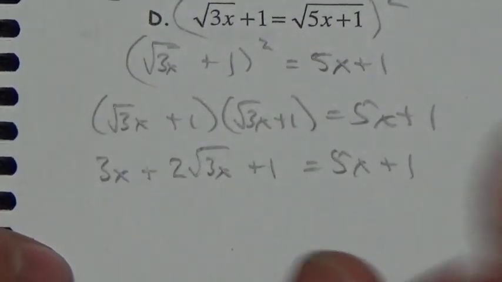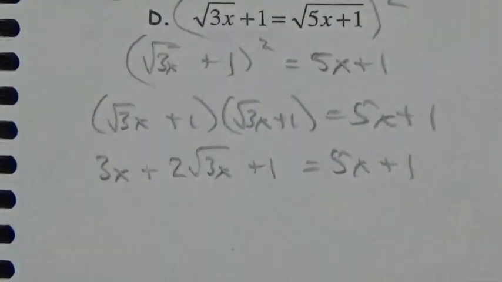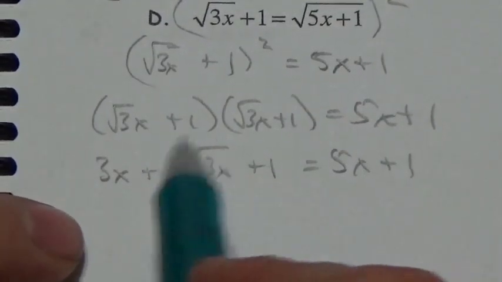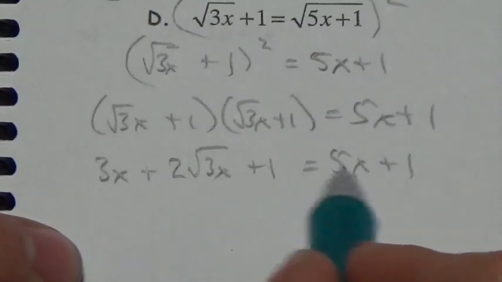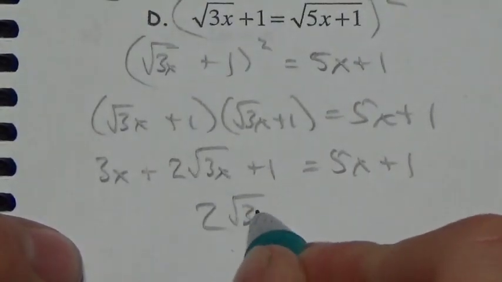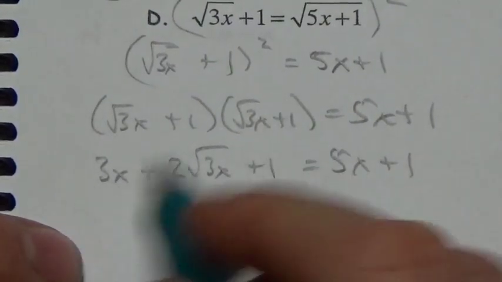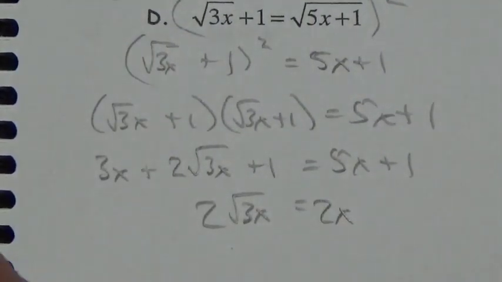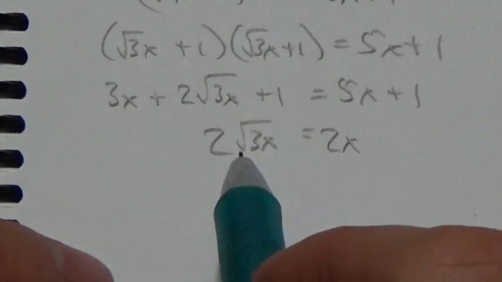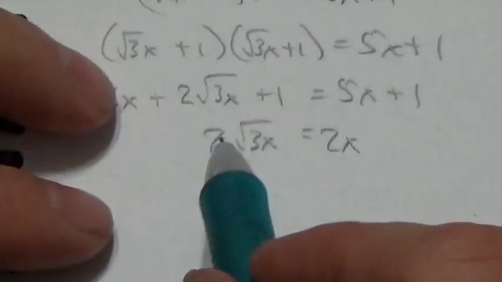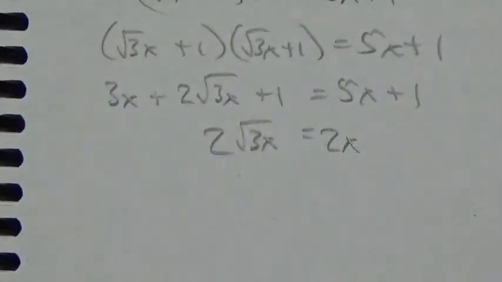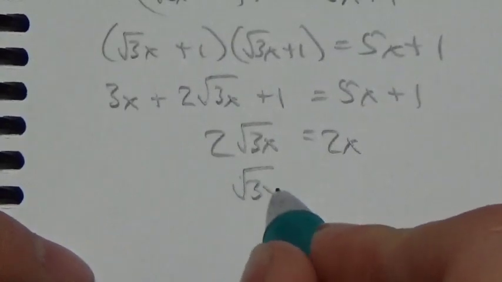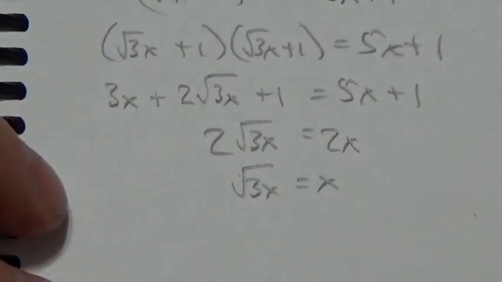Okay, squaring that binomial did not get rid of the radical. I still need to get rid of that radical, so I got to isolate this radical here. So I'm going to bring the 3x and the 1 over. So 5x minus 3x is 2x. The 1's basically cancel. Now at this point in time, I don't necessarily have to cancel out the 2's, but because it's such an easy thing to do, I'm going to divide both sides by 2. That's wonderful, easy to do.